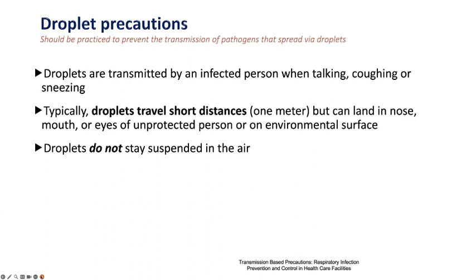So droplet precautions, as I said, are to prevent the transmission of pathogens that are spread via droplets. Droplets are transmitted by an infected person when talking, coughing, or sneezing. But these droplets, although they are very small, are heavy enough that they typically fall to the ground within 1 meter, certainly within 2 meters. But this means they can land on your skin, your nose, your mouth, or the eyes of unprotected people, or they can land on a surface. And sometimes these infectious secretions can stay infective for some time. But these droplets do not stay suspended in the air.